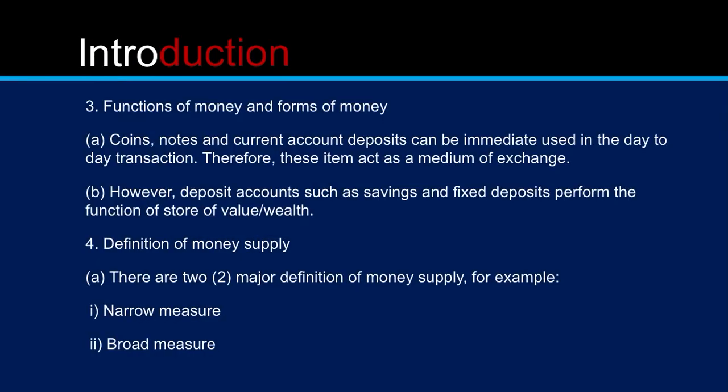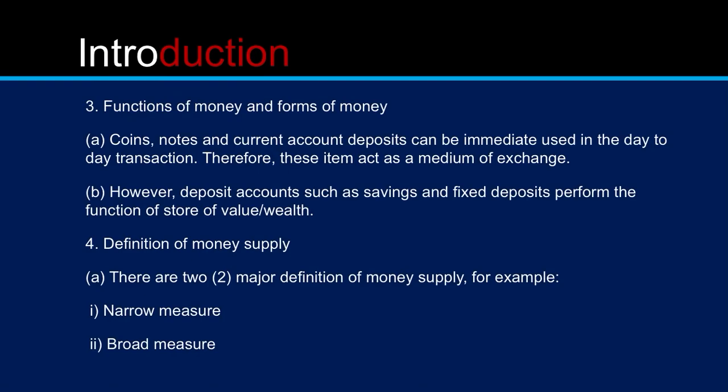Functions of money and forms of money. So there are two different major definitions of money supply: one is the narrow money, the other is the broad money. The term for narrow money is commonly known as M1, whereas broad money is known as M2.